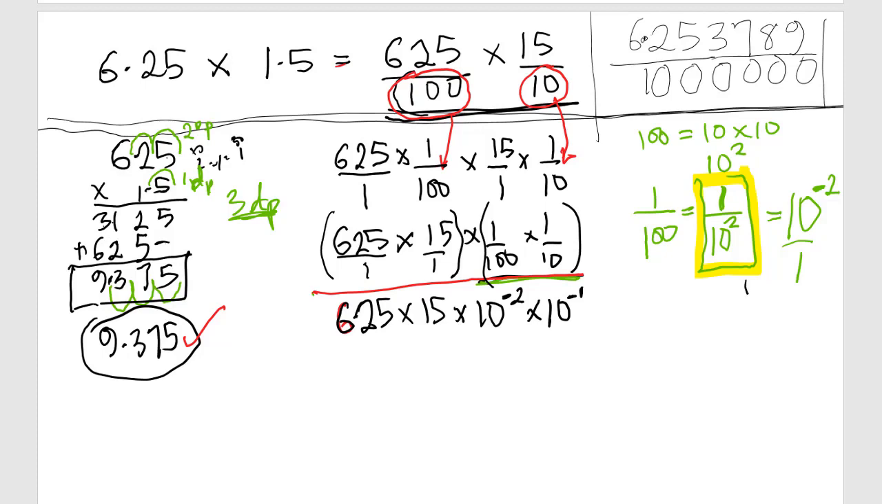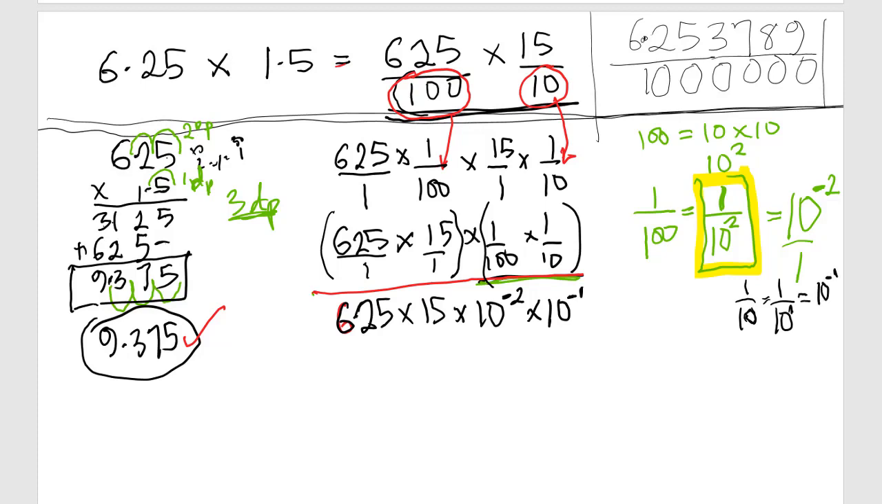This 10 over 1, 1 over 10, is like saying 1 over 10 raised to power 1, because 10 raised to power 1 is equal to 10, sorry. Anything raised to power 1 is that same number. So if you invert it, you get 10 raised to power minus 1.